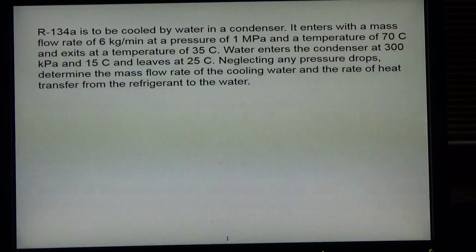So we've come to the last problem that we're going to work as an example in chapter 4. This is the most complicated one. It's actually a heat exchanger problem. So the heat exchanger problem is the most complicated. Turns out to be somewhat of a lengthy problem.